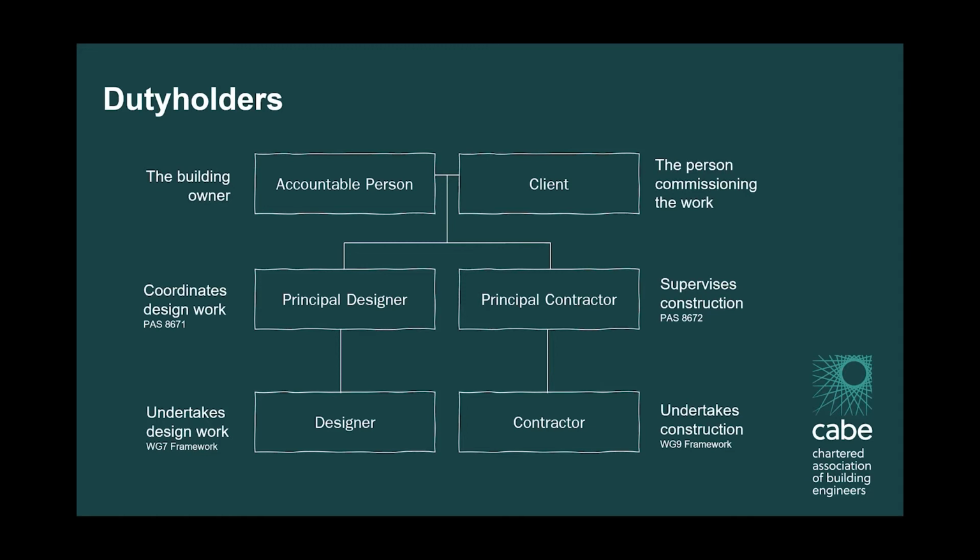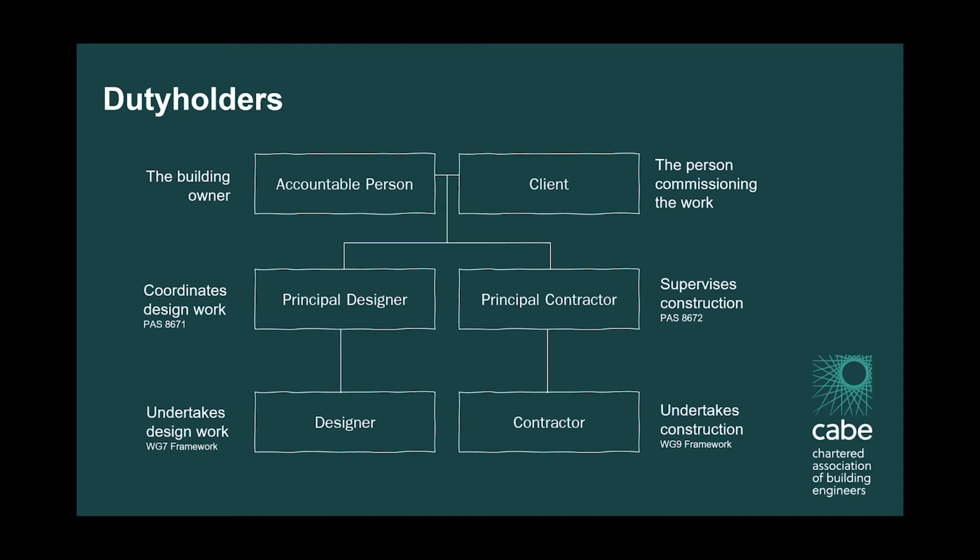Now, we are gradually pulling together, with a lot of work between government and industry, a set of standards that set out how these expectations can be more clearly met. So underneath each of those brief descriptions, I've written the name of the relevant standard that you might want to reference. For principal designers, there's a publicly available specification, PAS 8671, which is the Principal Designer Competence Framework. For principal contractors, it's PAS 8672.